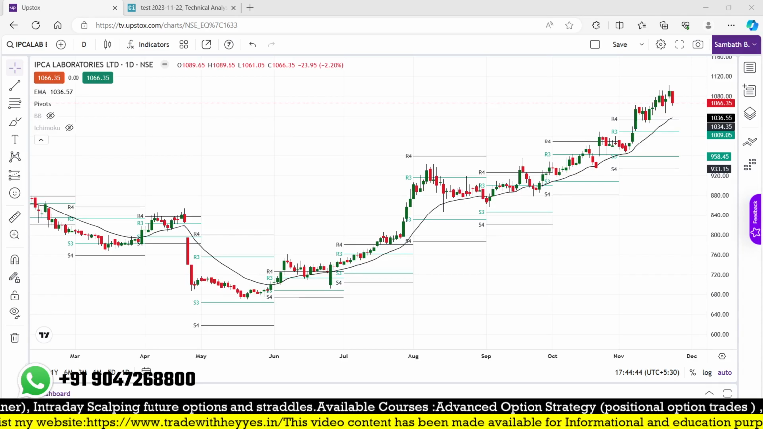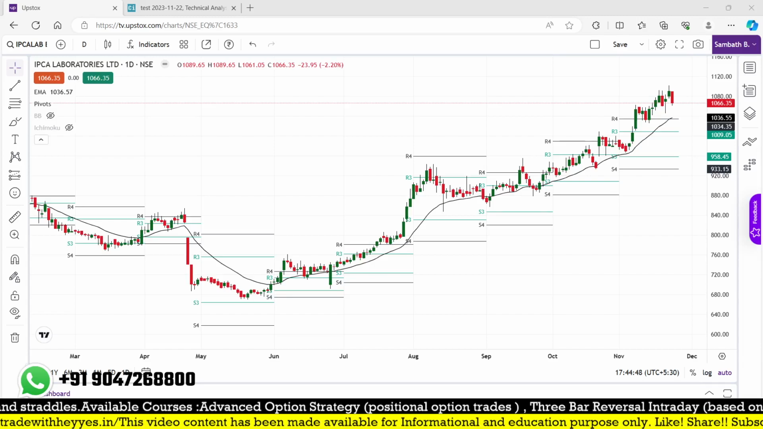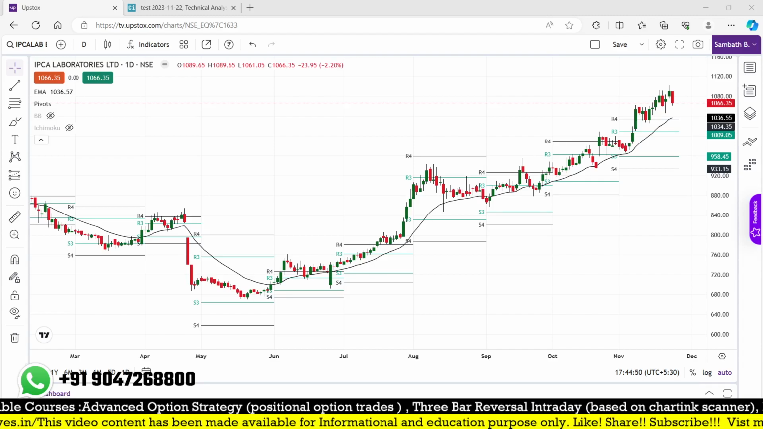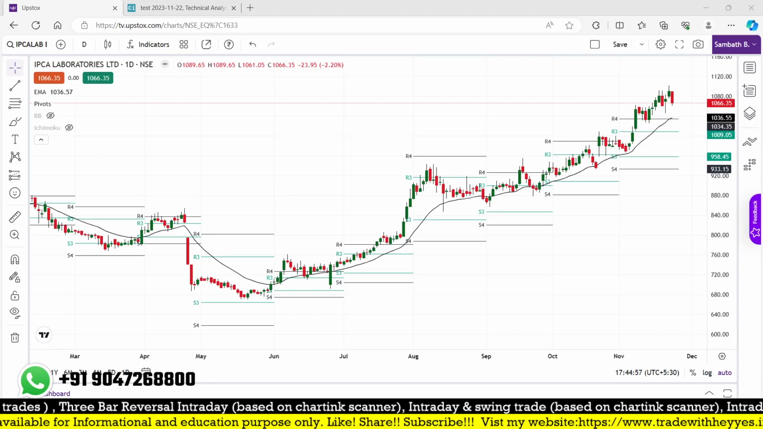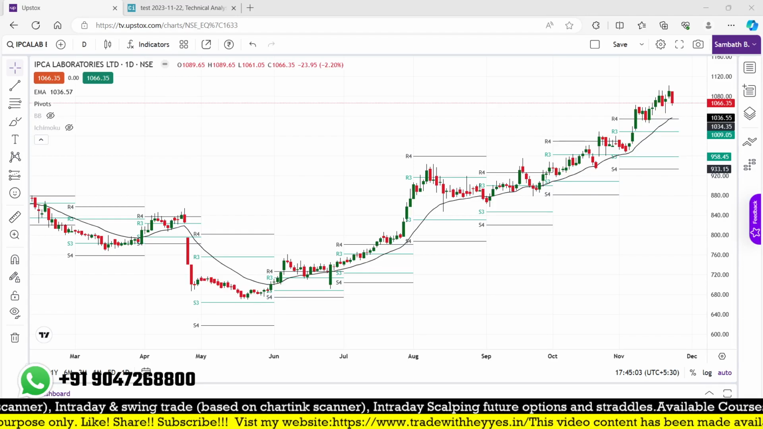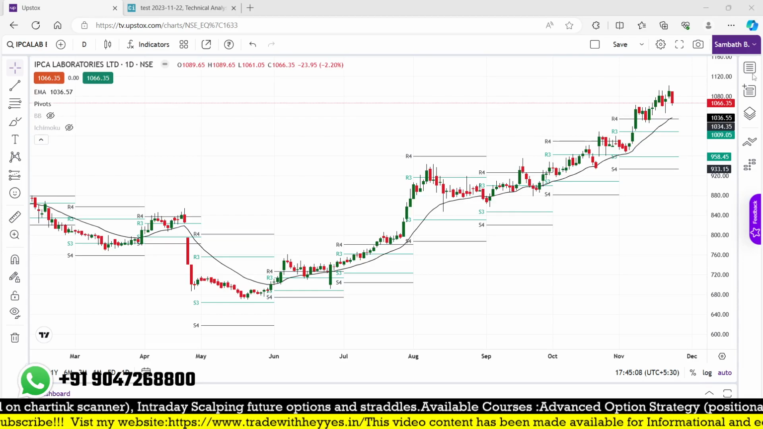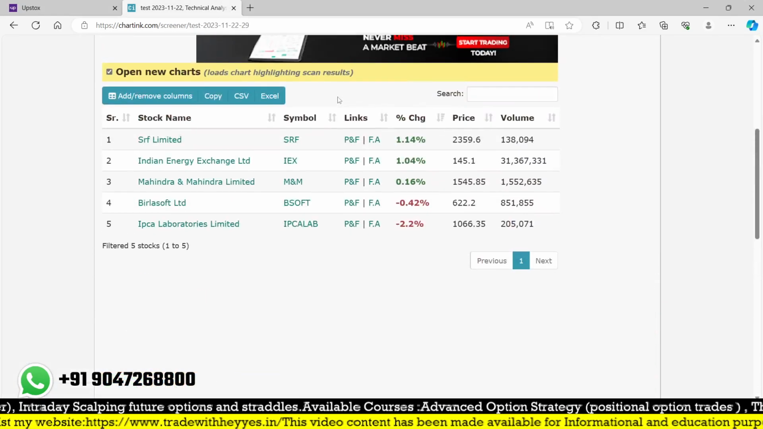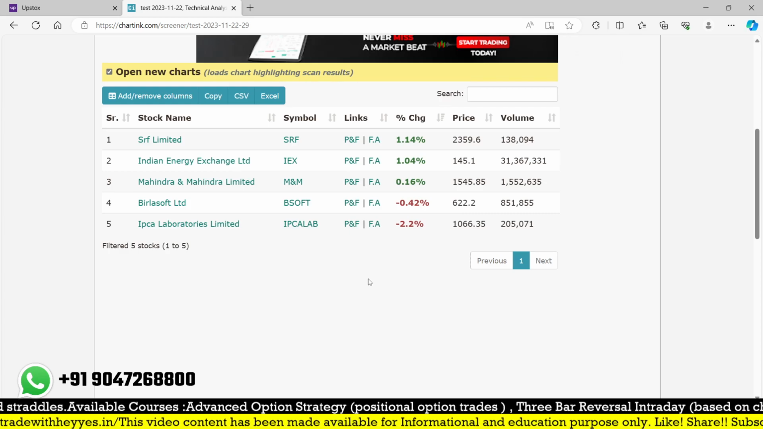And in this video, I'm going to discuss the scanner which we developed yesterday, regarding the Camarilla monthly pivots along with EMA 20 period, so that it gives you some positional trade opportunities. We made the scanner in yesterday's video, and the scanner was also updated in the premium group. Today we found some stocks from this list. So let me discuss how we select stocks from this list.